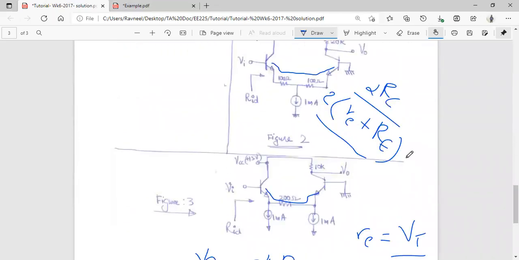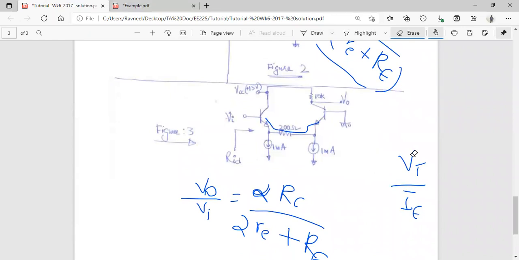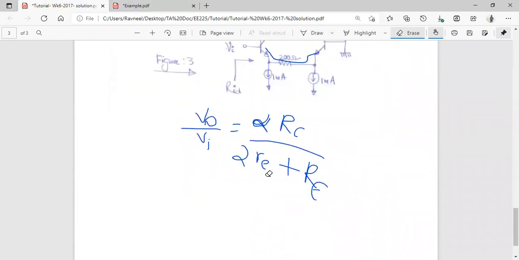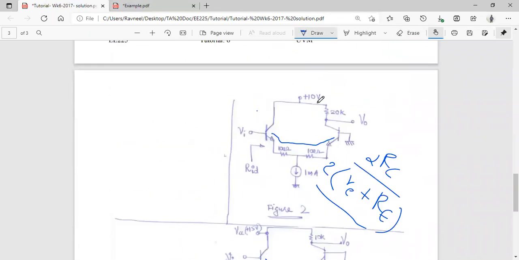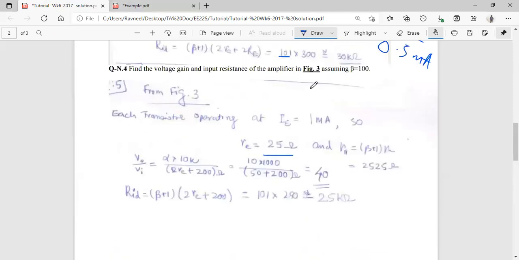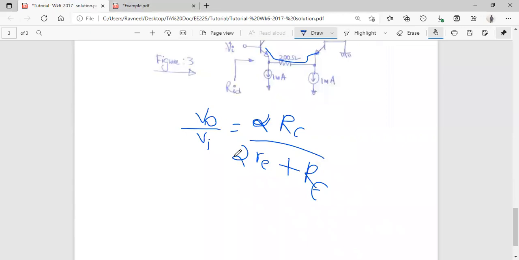Next, what else do we need? I'm going to erase this particular formula. So now we know our small RE is 25 ohms, our capital RE is 200 ohms, and our RC value is 10 kilo ohms. We know our alpha value is 1. Since the alpha value is not given, we will assume our alpha value is 1. And we can substitute all the values in this particular formula.